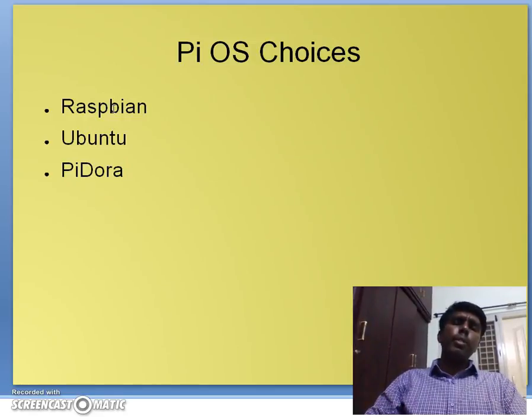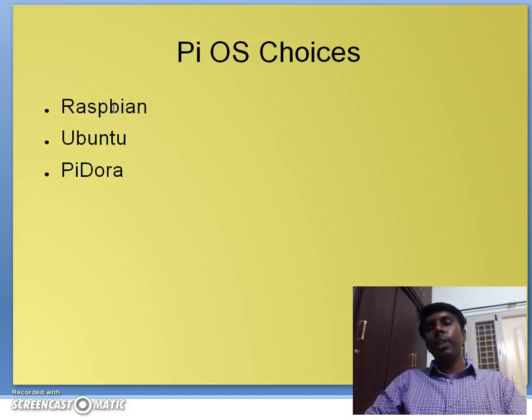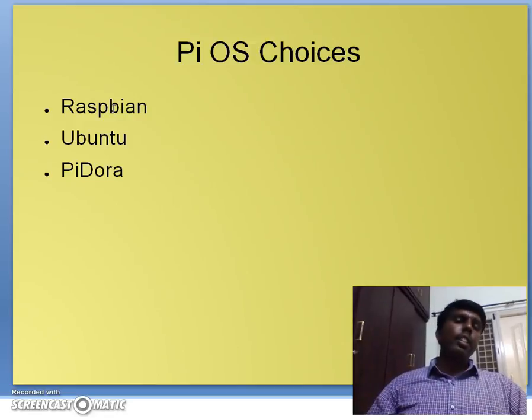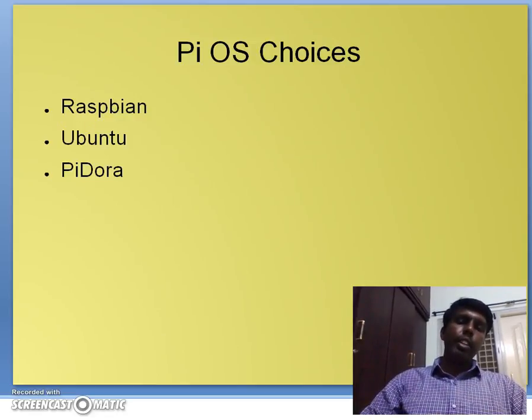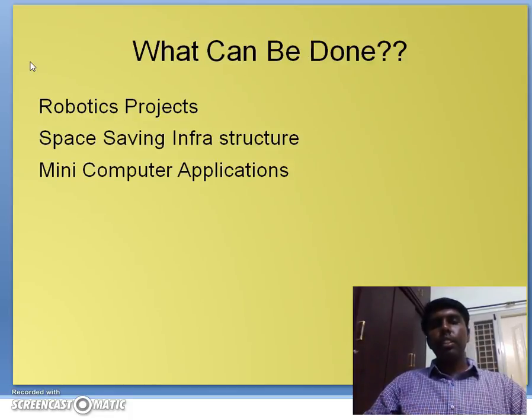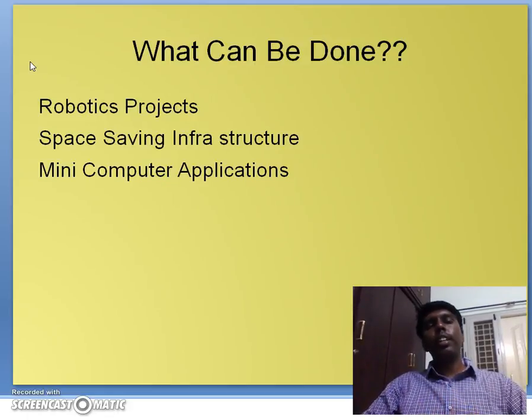But when you buy a Raspberry Pi, you have the SD card provided, and it will have pre-installed Raspbian OS or a NOOBS OS. And you have Ubuntu and Fedora. Fedora is a version of the Fedora operating system which is specially meant for this Raspberry Pi. And Ubuntu, as you all know, is a free and open source Linux operating system. These are the types of operating systems which you can install in the SD card, and you can boot the Raspberry Pi.